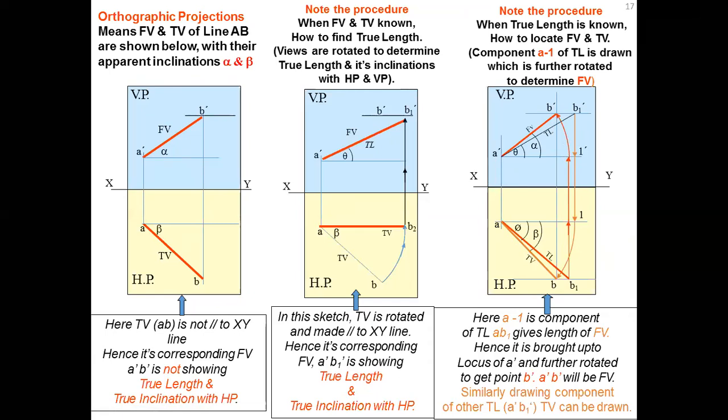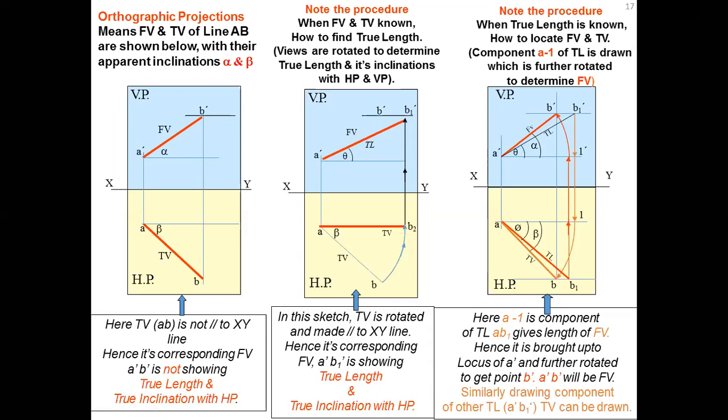He has given the condition, and based upon the condition he has solved the problem. When front view and top view are known, how to find the true length? Views are rotated to determine the true length and its inclinations with HP and VP. Now this red line is inclined at some angle, so you need to make it straight. When you make it straight, this point will come somewhere here. Getting my point?